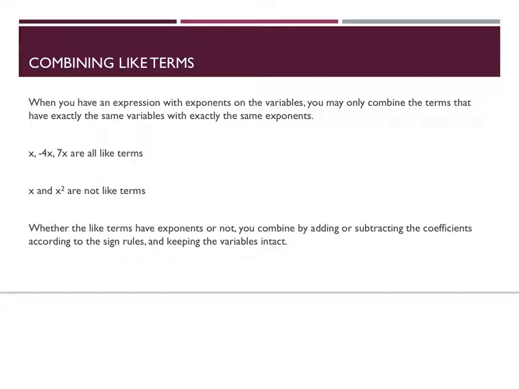Now, if you are allowed to combine, you combine by adding or subtracting the coefficients, that's the numbers in front of the variables, and you do that according to the sign rules. The variables just stay intact.